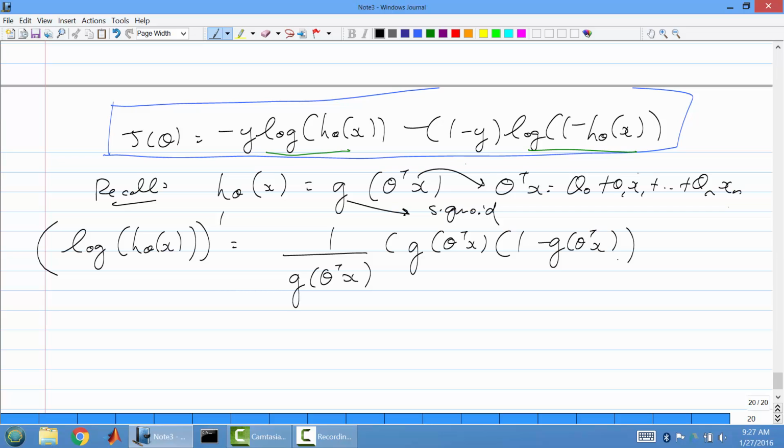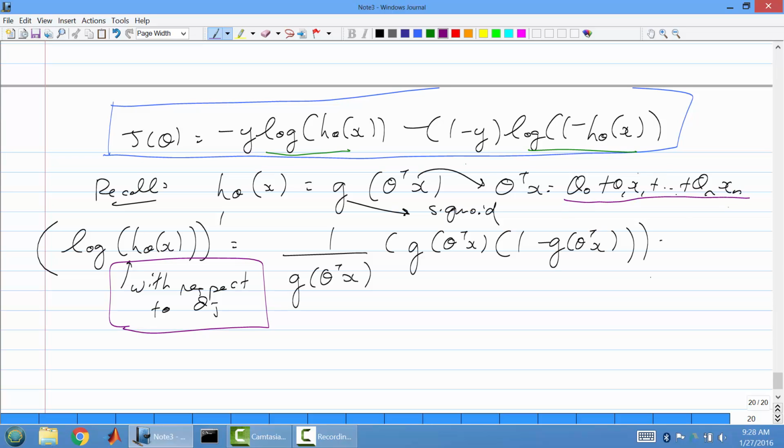This is just chain rule. Then you have to multiply this by the derivative of the inside. I'm doing this with respect to theta j, because that's what I have to find the derivative with respect to. When I take the derivative, everything cancels except for the theta j term. When I differentiate that, the constant goes away, so what I'm left with is just x of j. So that's what I have here.